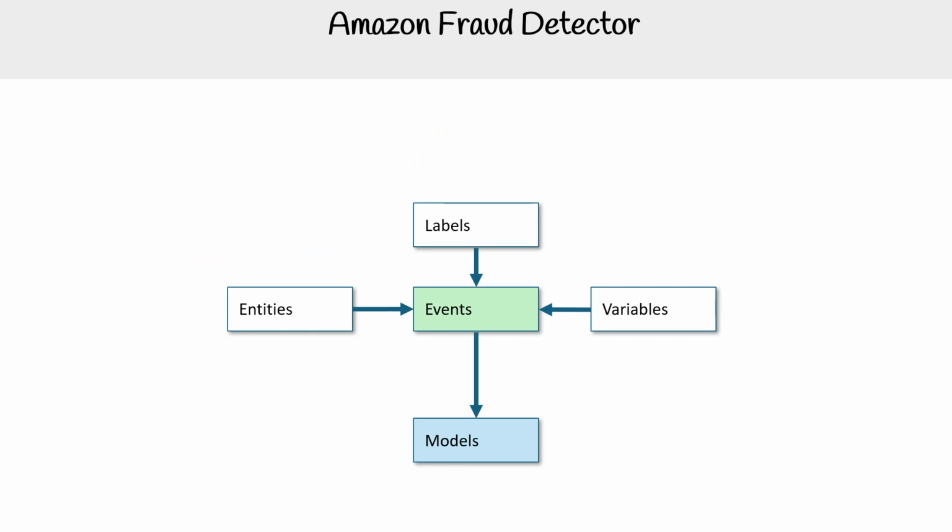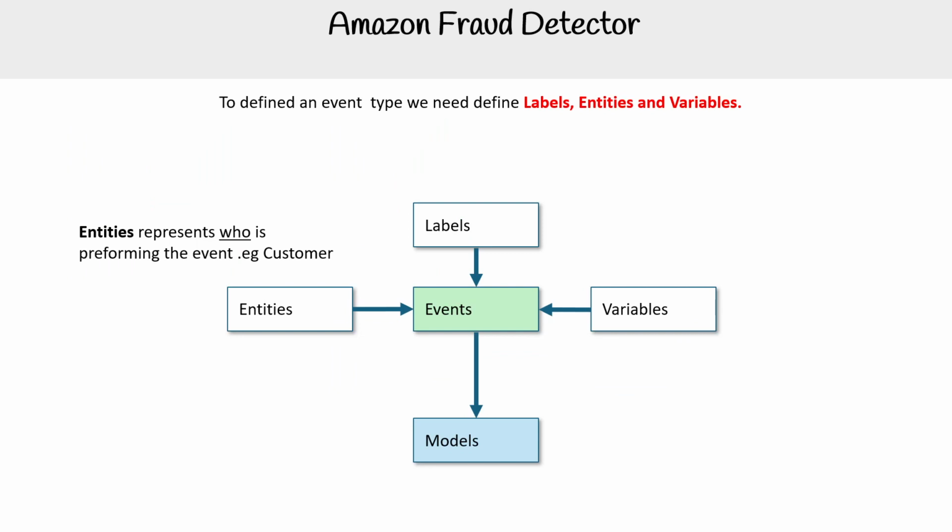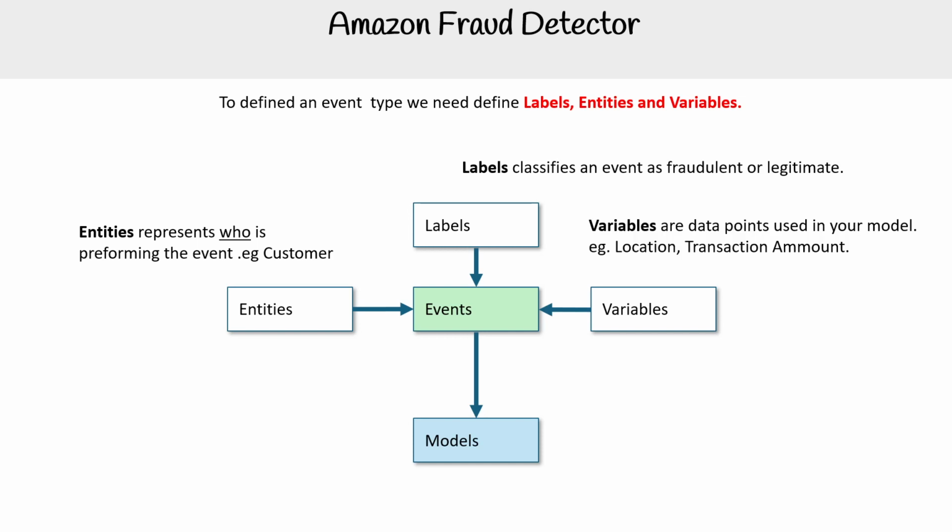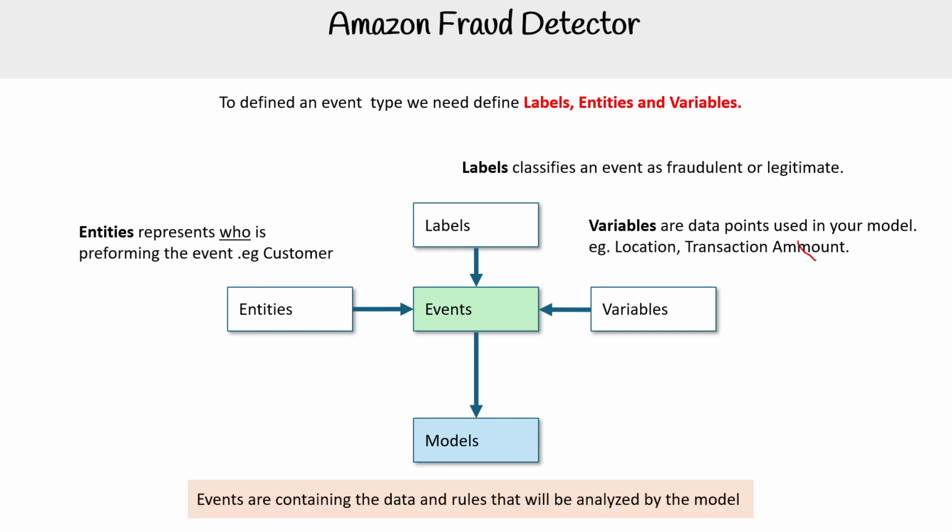To create a model, you need to define events, which need labels, entities, and variables. So entities represent who is performing the event. Labels classify an event as fraudulent or legitimate. Variables are data points used in your model, such as location and transaction amount. Events contain the data and rules that will be analyzed by the model. So, just understand that you can integrate this with application integration and what it does, okay?